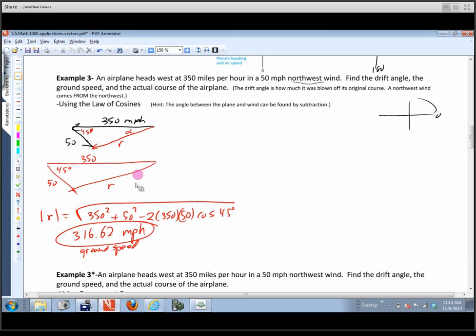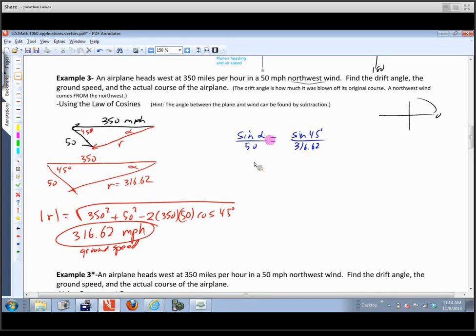And then the next thing we need to find is this drift angle right here. So it's been blown off course. We want to figure out how much it's been blown off course. So if I know this right here is 316.62, well, I can then match these up because the sine of that angle right there, alpha, our drift angle, over 50, the side opposite, should be equal to, now I've got these corresponding guys right here. So this is going to be the sine of 45 over 316.62. Oops, not degrees.